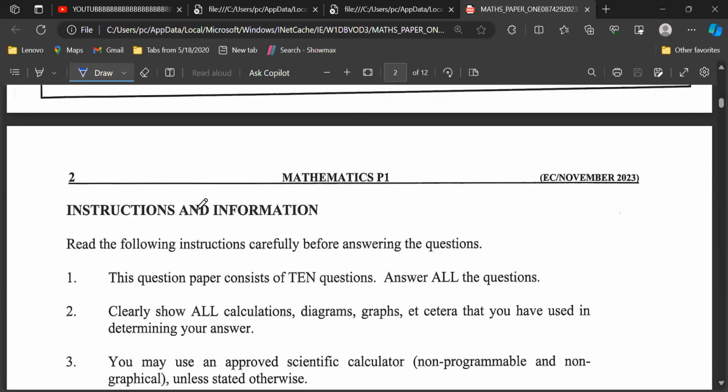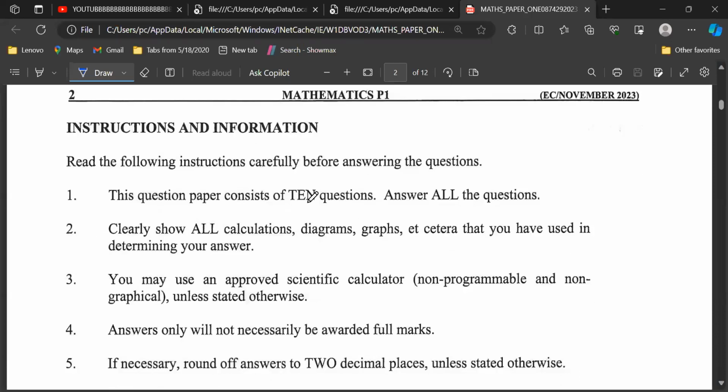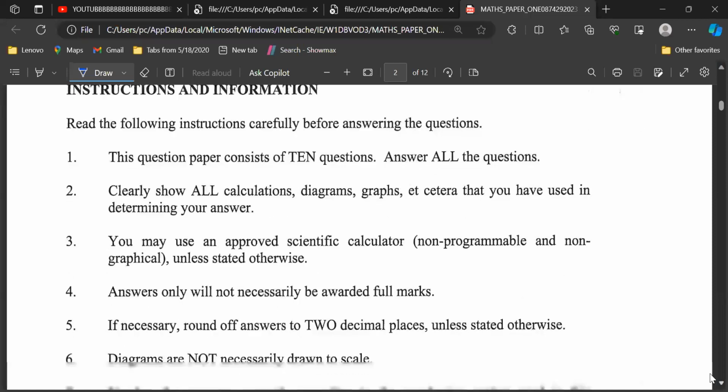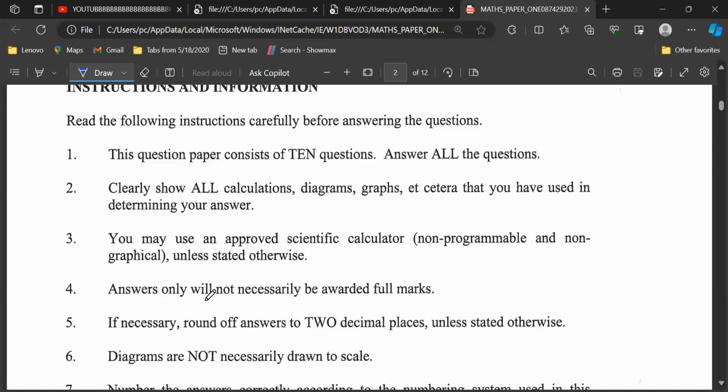So if we look at page 2, they say instructions and information. This question paper consists of 10 questions. Answer all the questions. So we have question 1, question 2, up until question 10. You should answer them in no particular order. Clearly show all calculations, diagrams, graphs that you have used in determining your answer. You may use an approved scientific calculator, non-programmable, non-graphical, unless stated otherwise. Answer only will not necessarily be awarded full marks. If necessary, round off your answer to 2 decimal places, unless they say otherwise.